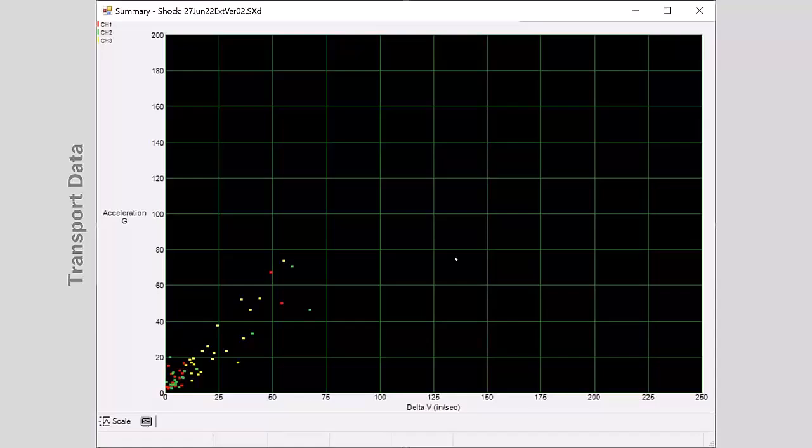This is a screen capture showing shock events that were recorded by one of our SAVER shock and vibration environmental recorders that is out in the supply chain. We can attach those to crates or put them inside packages, send them out in the supply chain, and get that data back. This is a similar type of plot where I'm plotting acceleration versus delta V, acceleration on the y-axis, delta V on the x-axis.